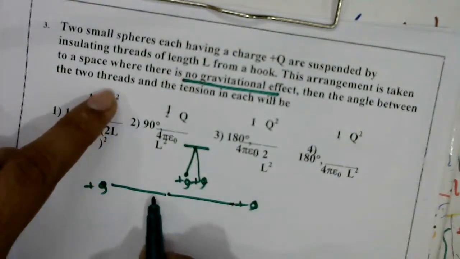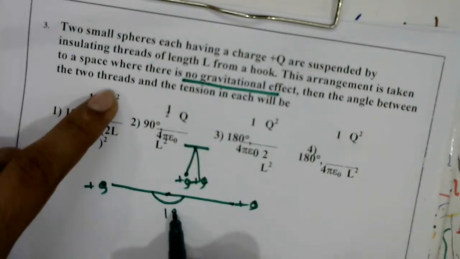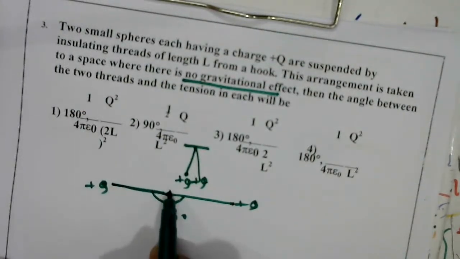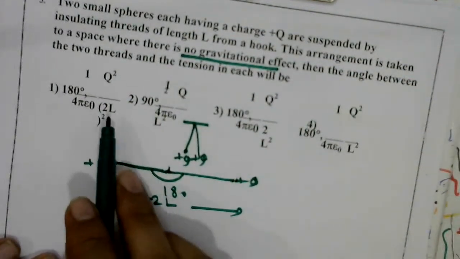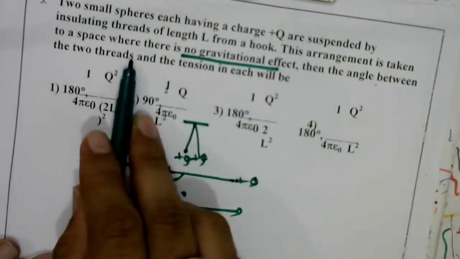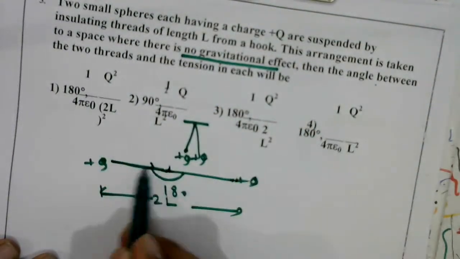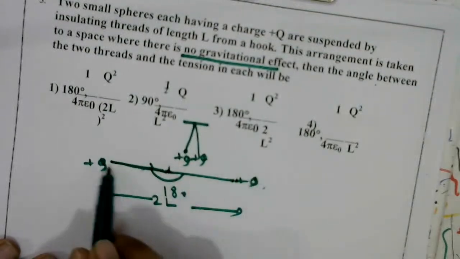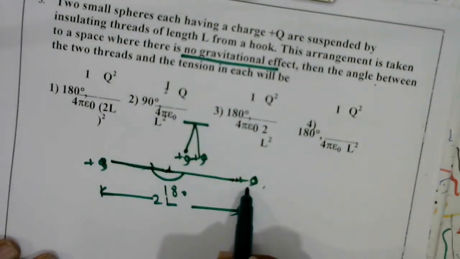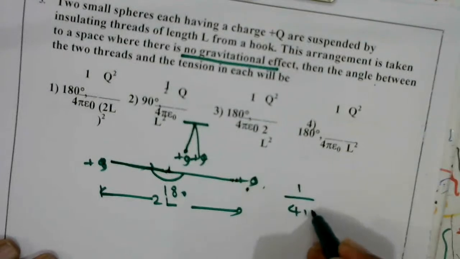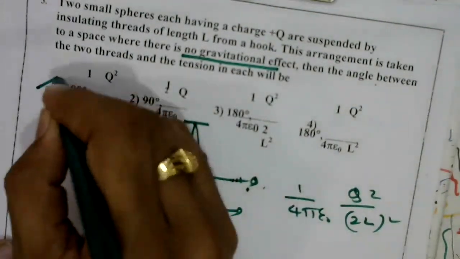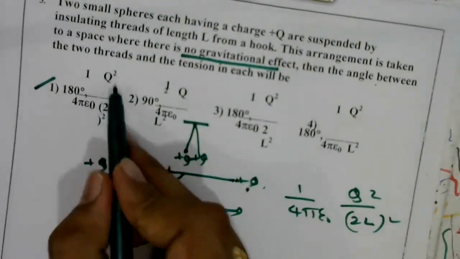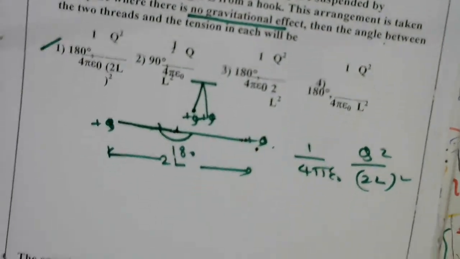Correct now? The angle between these two, how much is it? 180. The length of this thread is L, the length of this thread is L. The total distance is 2L. Now we are going to find the angle between the two threads and the tension. Tension is nothing but a force. Force between these two charges is nothing but tension. That is 1 upon 4 pi epsilon naught, q square upon 2L whole square. It is the first option.